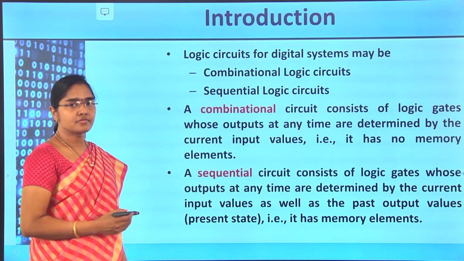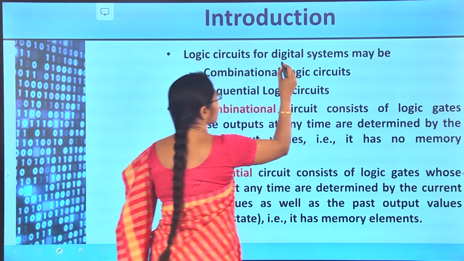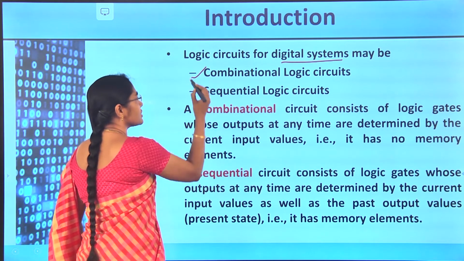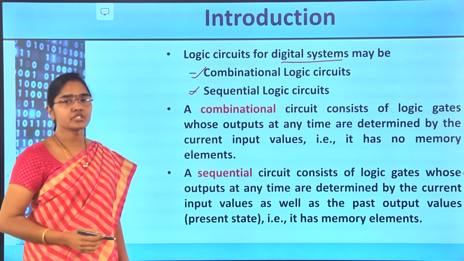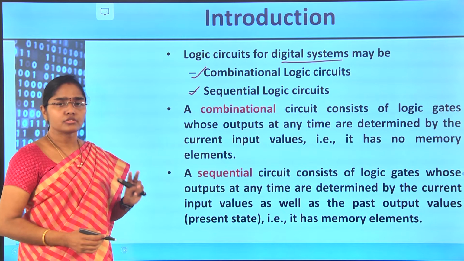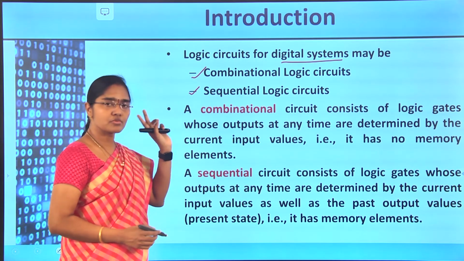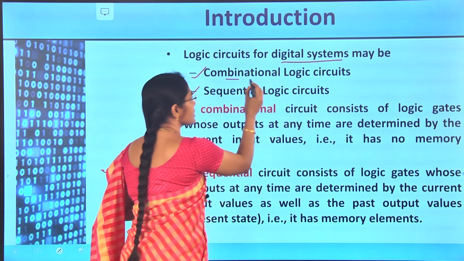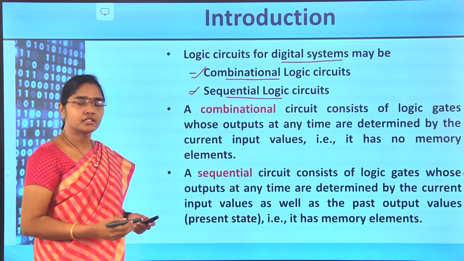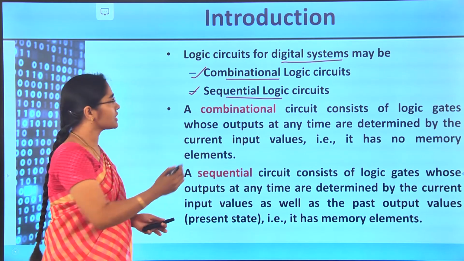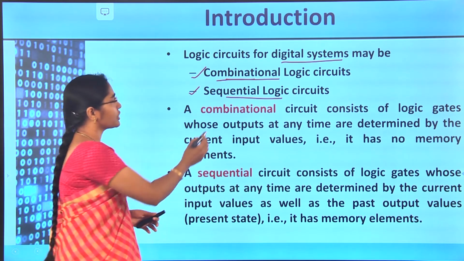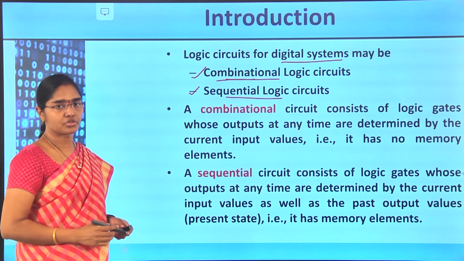Digital systems have mainly two types of circuits. One is the combinational logic circuit, and the other is the sequential logic circuit. All digital systems are made of these two types of logic circuits. In this unit we are going to see combinational logic circuits. Later, in the next unit, we are going to see sequential logic circuits.